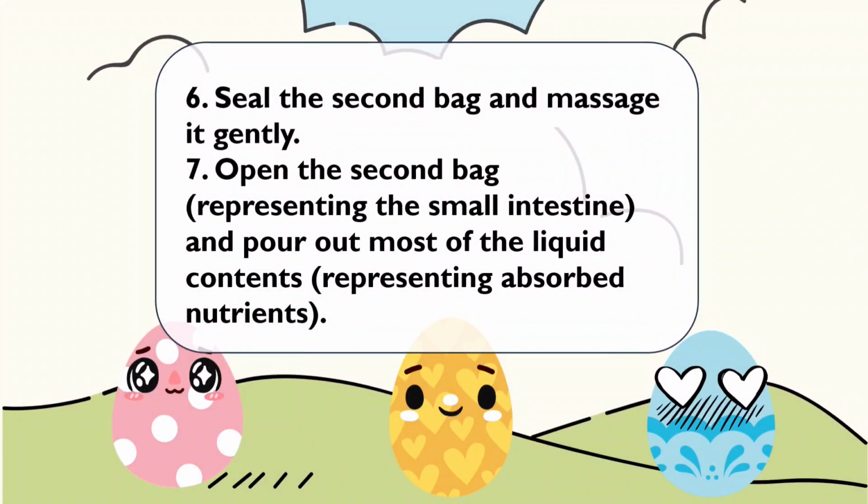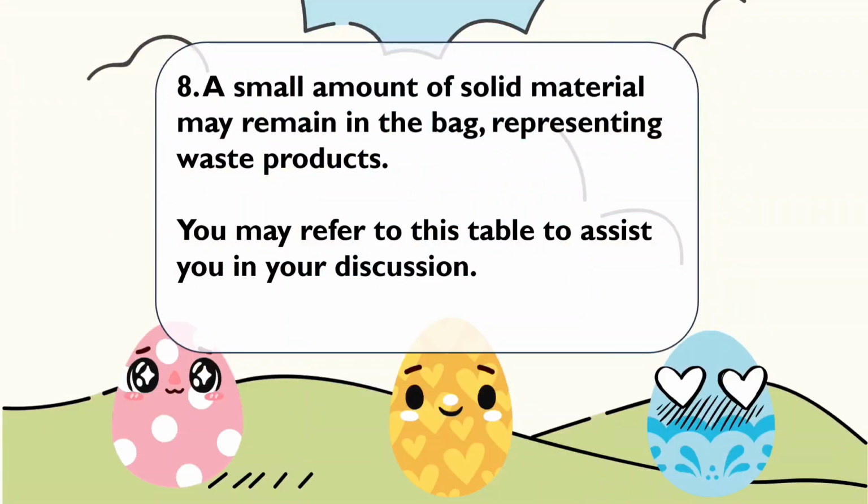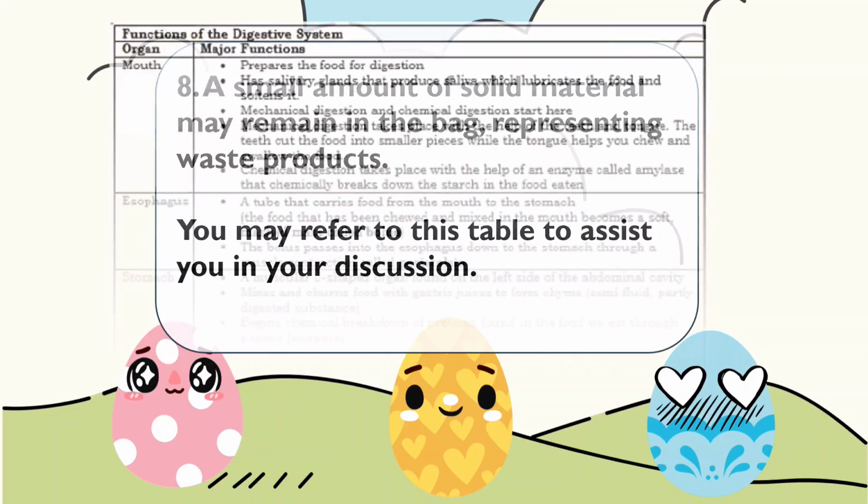Number 6, seal the second bag and massage it gently. Number 7, open the second bag, representing the small intestine, and pour out most of the liquid contents, representing absorbed nutrients. Number 8, a small amount of solid material may remain in the bag, representing waste products. You may refer to this table to assist you in your discussion.